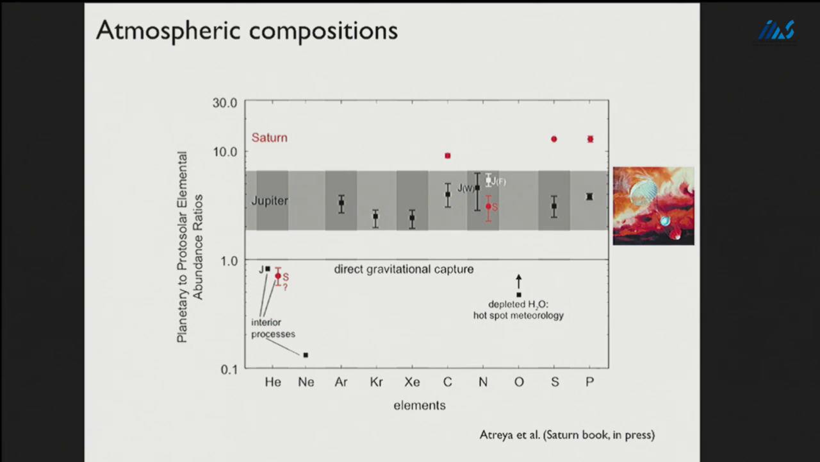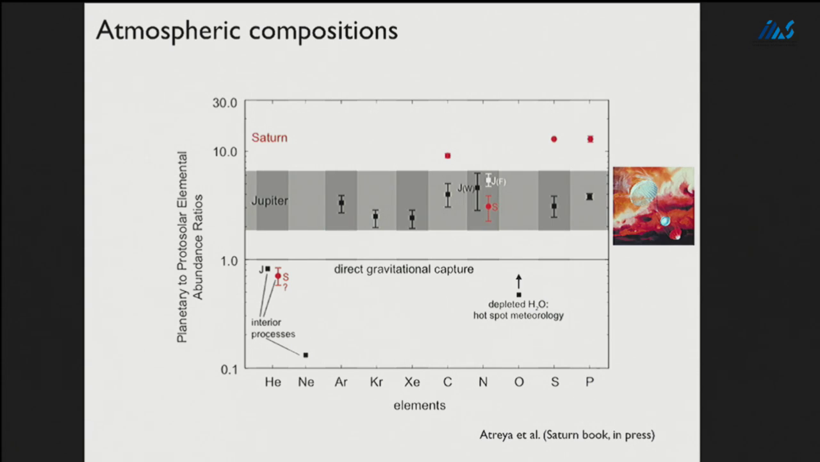And this is something that had been predicted by Dave before the Galileo measurements, and this is because neon likes to go with helium in the droplets, and so is quite efficiently depleted. But the big surprise was that both for the noble gases and for species like carbon, nitrogen, oxygen, sulfur, and phosphorus, you have an enrichment compared to the sun.